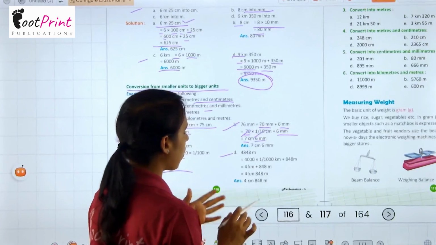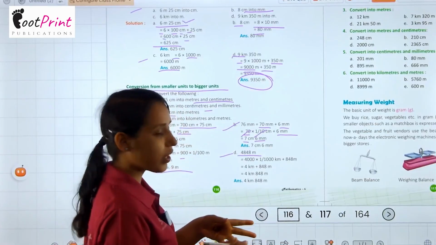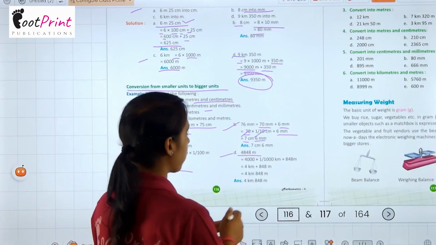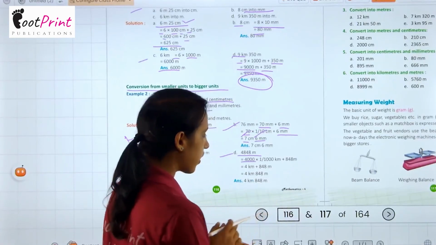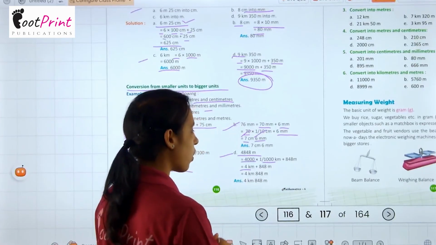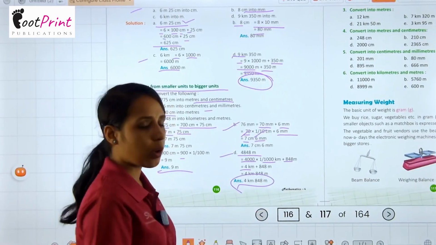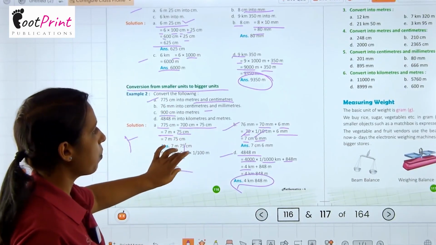Here we have 4848 meter. So it will become 4000 meter plus 848 meter. 4000 को हम 1000 से डिवाइड करेंगे, उसको किलोमीटर में चेंज करने के लिए. So it will become 4 kilometer and 848 meter. So we can write here 4 kilometer 848 meter.